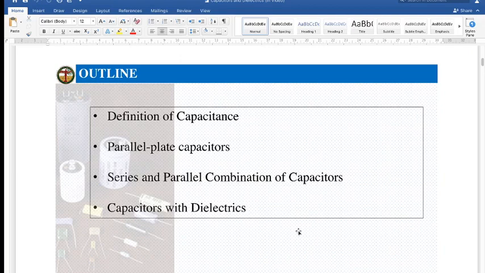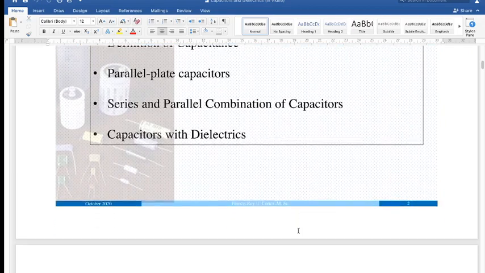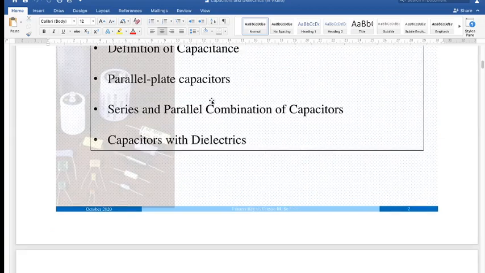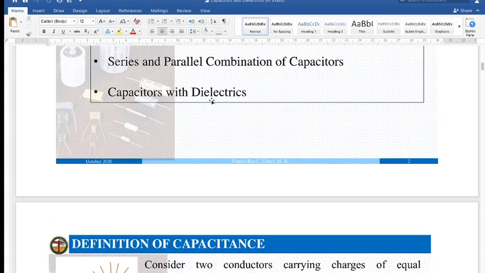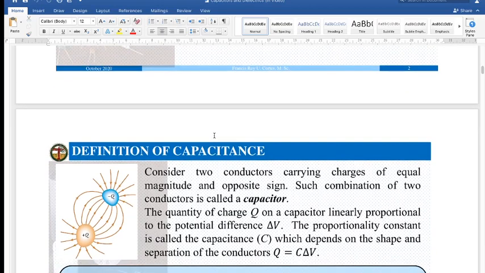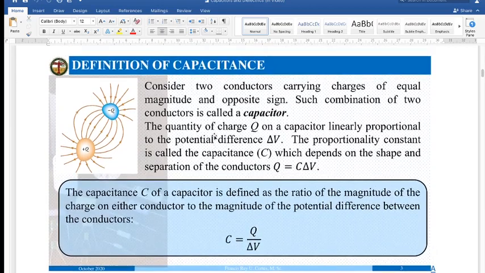Then we also have to know the properties of capacitors with dielectrics. Essentially, our first three topics are capacitors without dielectrics. Without, that is, approximately nothing inside, between the plates. You already knew that because that is our experiment number 2, if you are in my laboratory class.